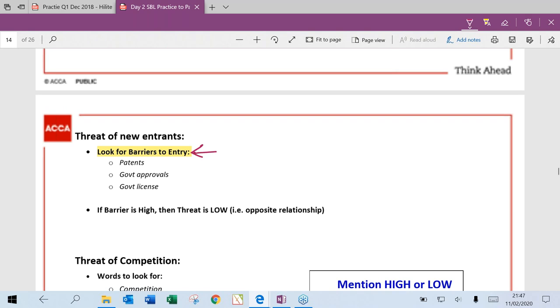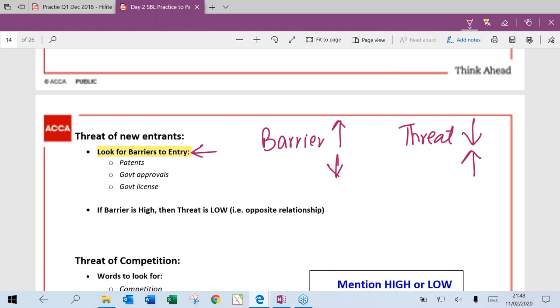We look for barriers to entry. If the barrier is high, threat of new entrant will be low. They work in opposite direction. If the barrier to entries is high, then the threat of new entrant is low. But if the barrier to entry is low, then threat will be high.